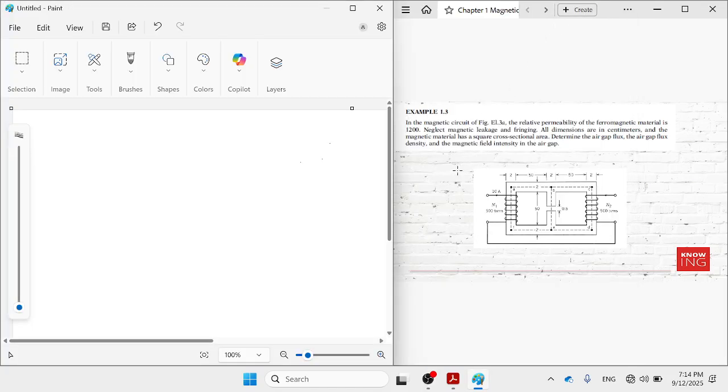Okay, students, to complete chapter 1, we're going to go through the new example 1.3.